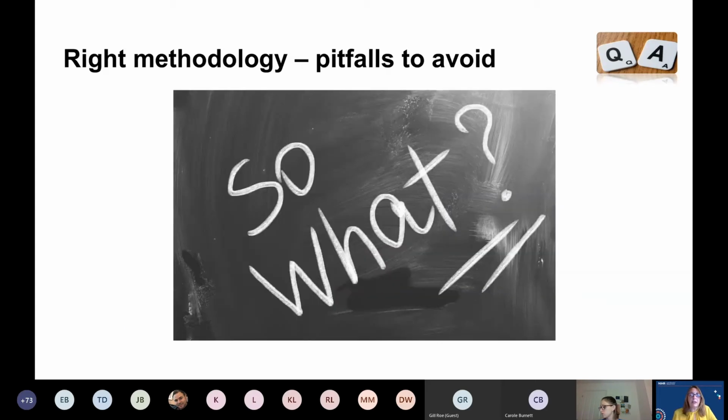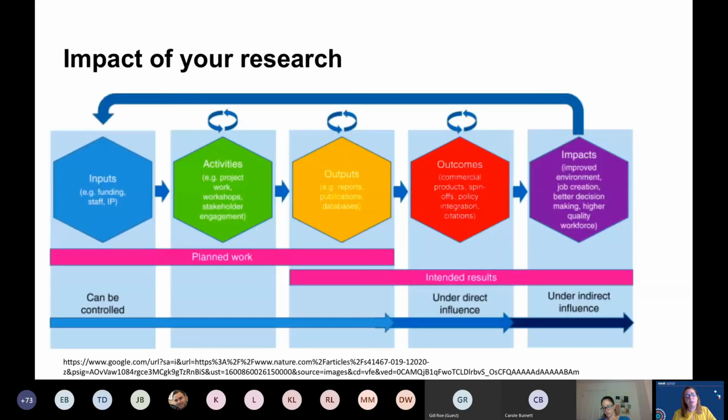And again, it goes back to the so what. You know, why are you doing this research? Is it the right question? Is it the right methodology? And a way of actually looking at the so what is to look at the impact. And the impact has become incredibly important. And a lot of funders will actually ask you to articulate what the impact is.